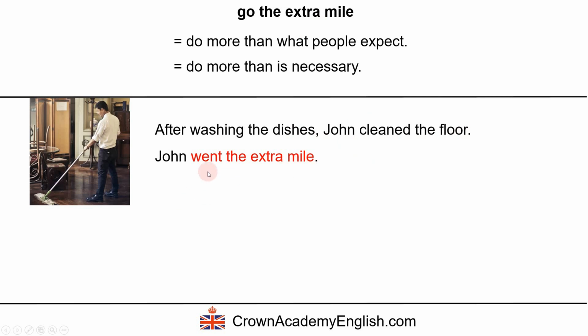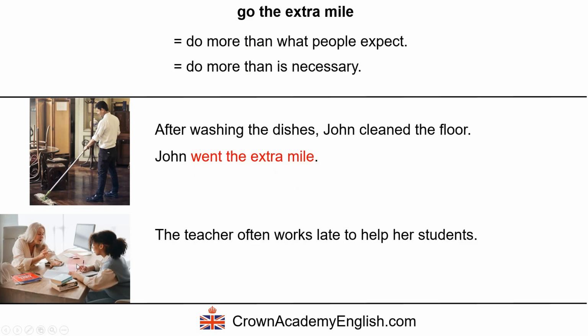So why do we say went here? Because the expression is go. Well, if we notice here, this happened in the past. This is the past simple tense. John cleaned the floor. So we have to put this verb in the past simple tense. And go is an irregular verb, and in the past simple it is went. So John went the extra mile.